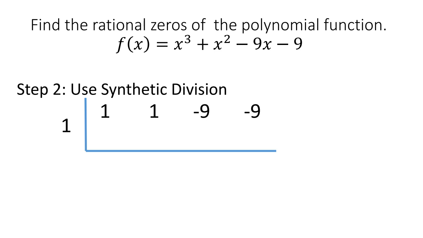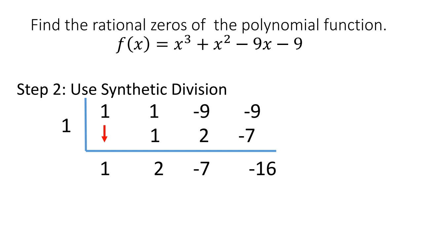So if I try 1, then we have synthetic division. So the coefficients are 1, 1, negative 9, negative 9. If I drop my 1, 1 times 1 is 1, plus 1 is 2. 2 times 1 is 2, plus negative 9 is negative 7. So we end up with negative 16. Since my remainder is not 0, that tells me that x equals 1 is not a 0.